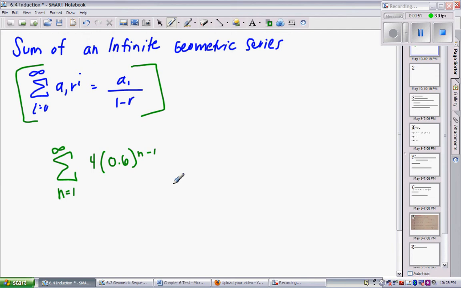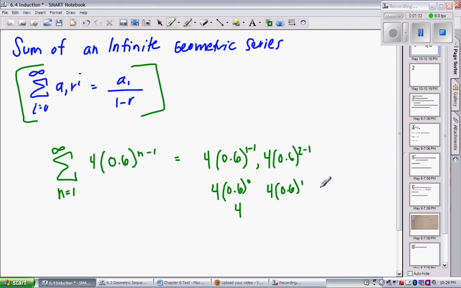The way that's going to work is I'm going to take 4 times 0.6 to the n minus 1. Well, n starts with 1, so 1 minus 1, which is 0. So I have 4 times 0.6 to the 0 power, which is equal to 1. So I'm going to have 4. Okay, that's term 1. And then I have 4 times 0.6 to the 2 minus 1, which is 1. So 4 times 0.6 to the first. And then I'm going to have 4 times 0.6 squared, and so on. Okay, and that's my series right there.